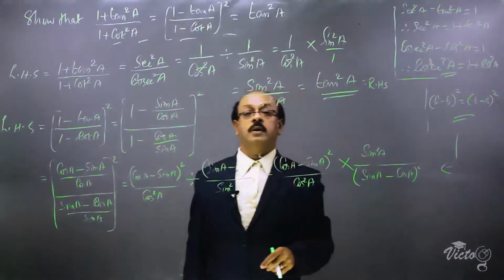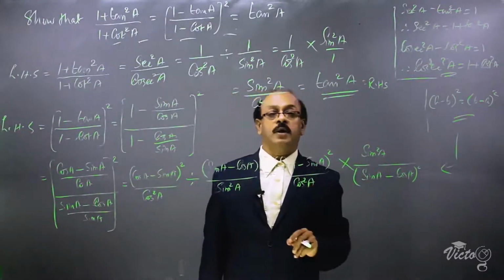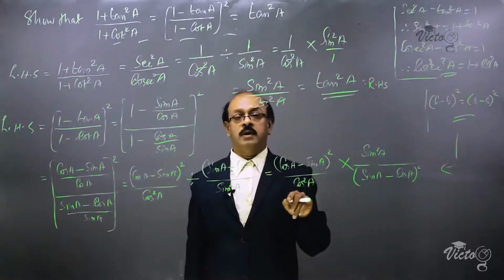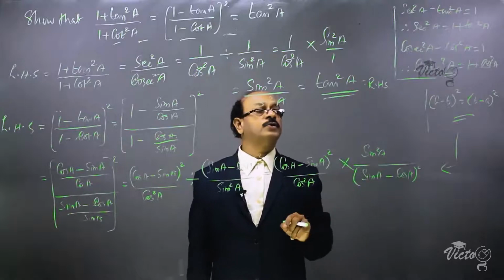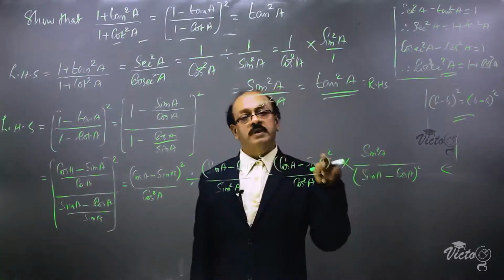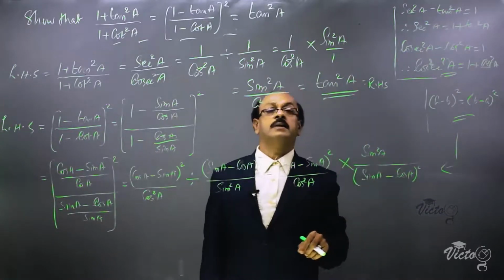Expanding (A minus B), the whole square, it is A square plus B square minus 2AB. Expanding (B minus A), the whole square, it is B square plus A square minus 2AB. Now, A square plus B square is equal to B square plus A square. So, (A minus B), the whole square, is equal to (B minus A), the whole square.